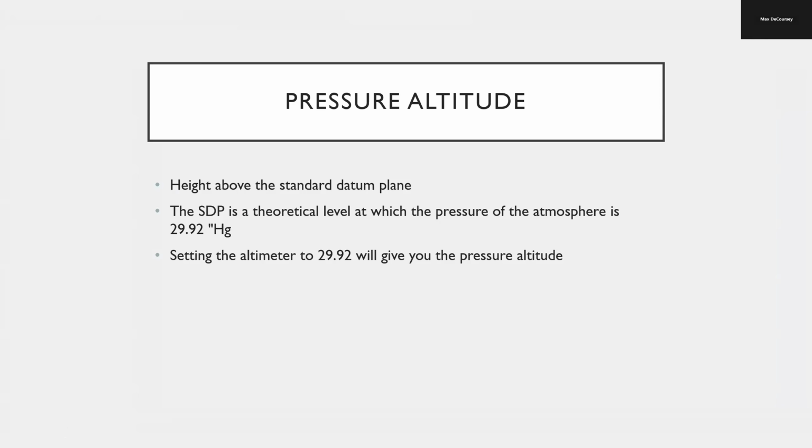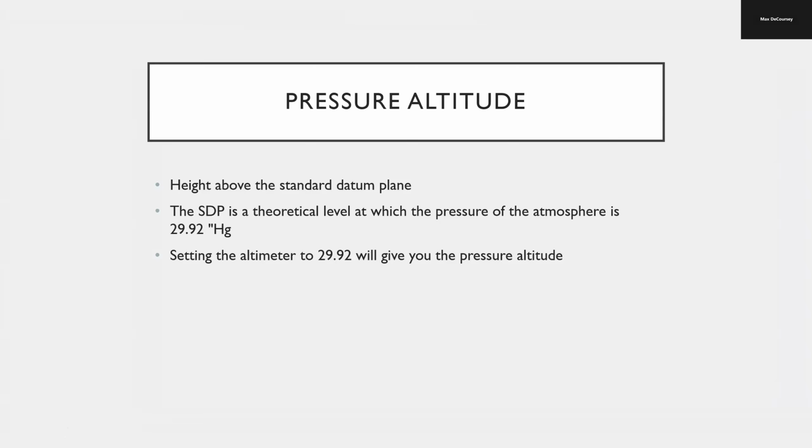The SDP, or the standard datum plane, is a theoretical level at which the pressure of the atmosphere is 29.92. So as we know, setting the altimeter to 29.92 will give us the pressure altitude. You can also calculate the pressure altitude with the formula that I taught you in class.